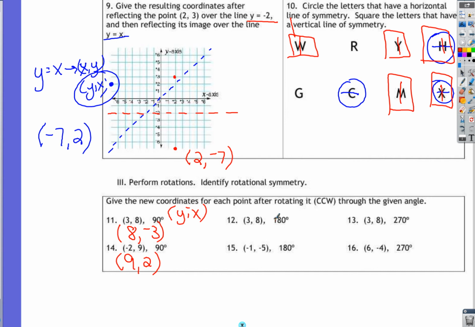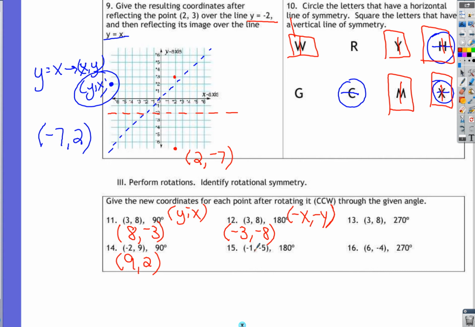Negative 1, negative x, negative y. All I do is change my signs. I'm going to change that at both my x and my y. So instead of being positive 3, positive 8, it becomes negative 3, negative 8. I just change the signs.